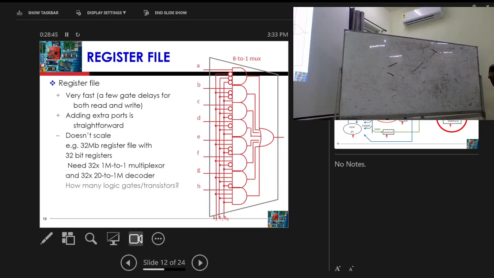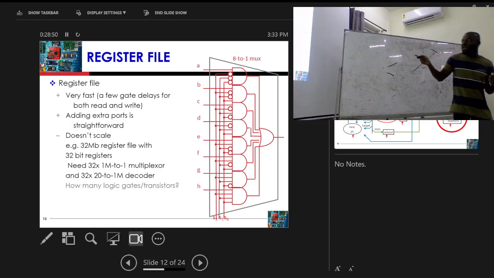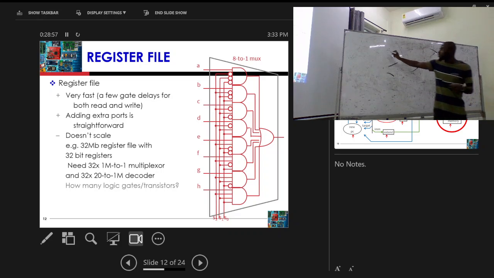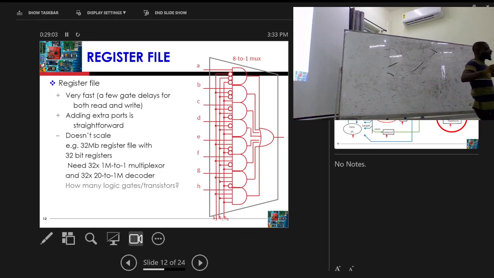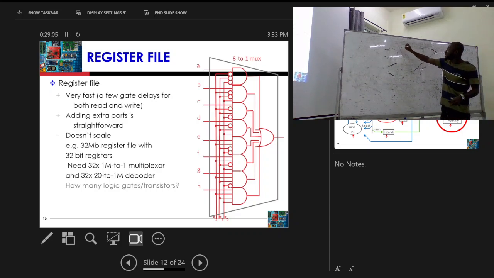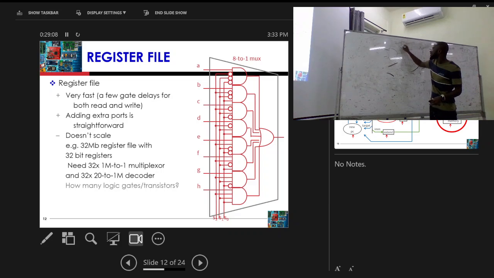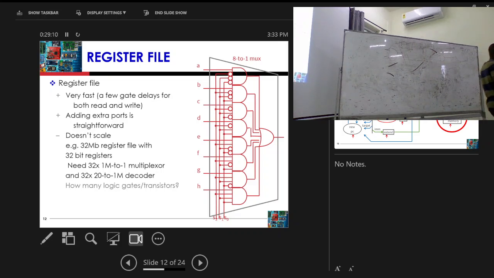Now again, I need you to know the number of transistors within this. How many transistors are within one AND gate, a 2-input AND gate? Who knows? You have done this already. How many transistors are here? Even a very simple one: how many transistors are within a NOT gate, an inverter? You have done this already.